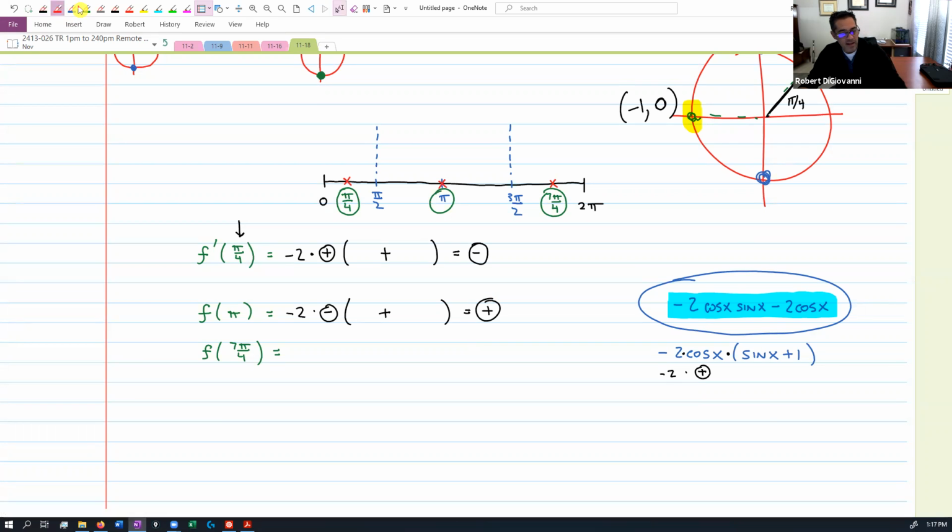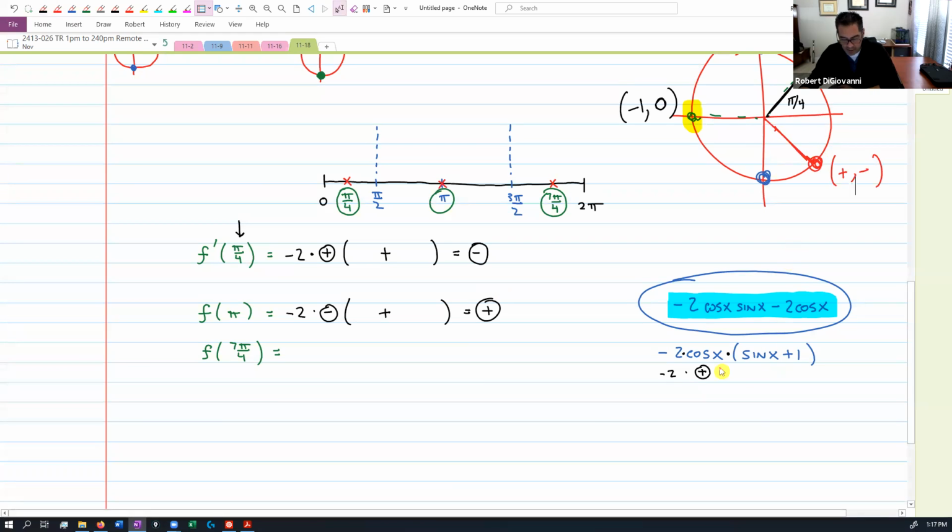7 pi over 4 is our last one. Come down here, down here. This is our 7 pi over 4. Here's what I can tell you. The x coordinate is positive, the y is negative, because I'm in the fourth quadrant. To get to this point, I have to go to the right and down. So x coordinate is positive, y coordinate is negative.